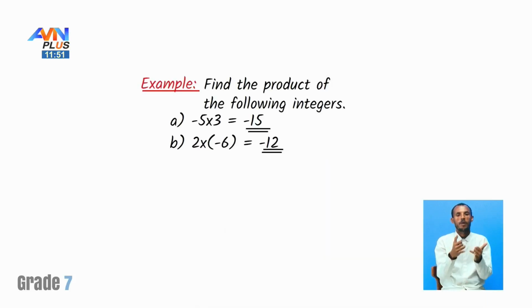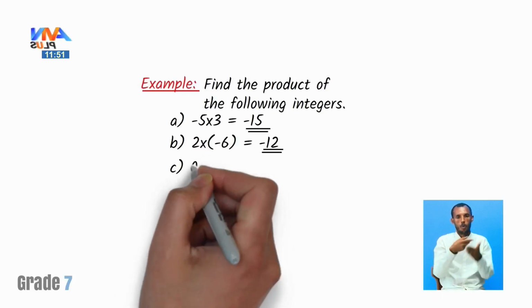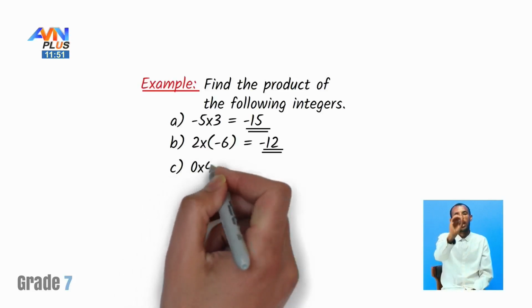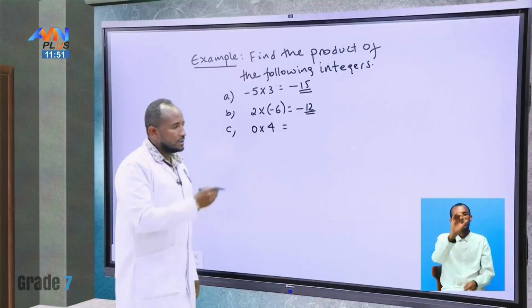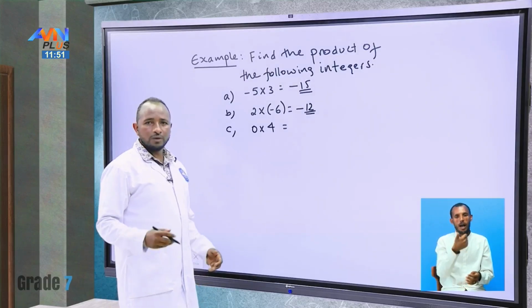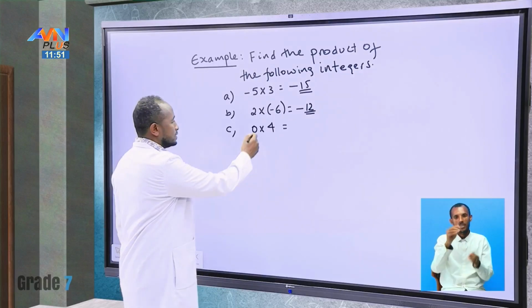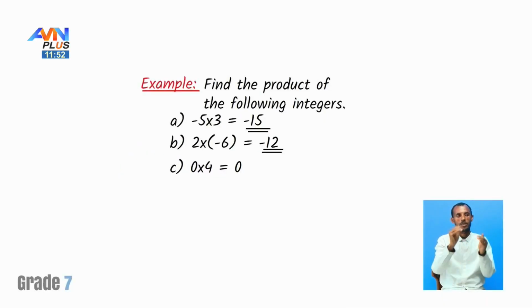Now let's proceed. What will be the product of 0 and 4? What will be 0 times 4? Good. As we said, the product of 0 and any integer is always 0. So the answer will be 0.